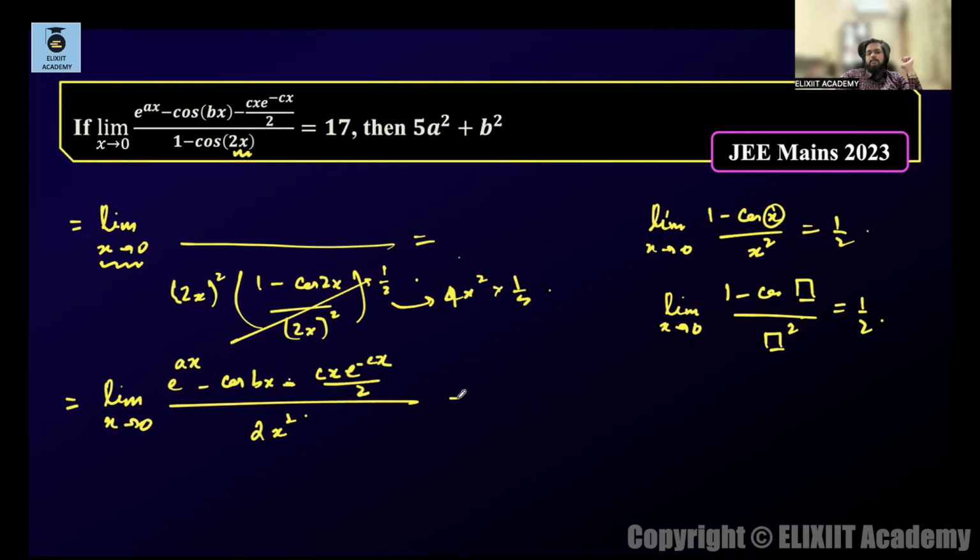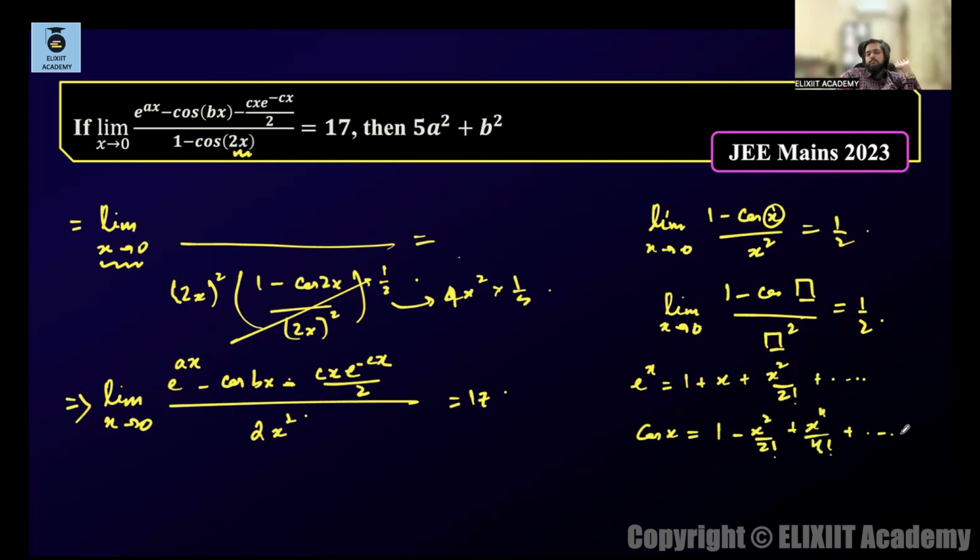Okay, and the right hand side must be 17. So we have modified this. Now in the denominator, we are having x square, so only till the term where we obtain x square, till that much we are supposed to expand. Expansion of e raised to the power of x, once again I'm writing: 1 plus x plus x square by 2 factorial and so on. Then we have cos x, which is 1 minus x square by 2 factorial plus x to the power of 4 by 4 factorial and so on, right?